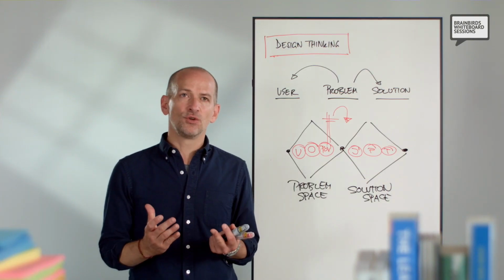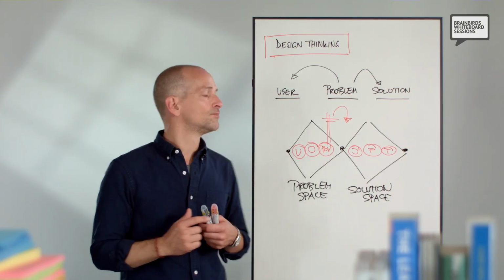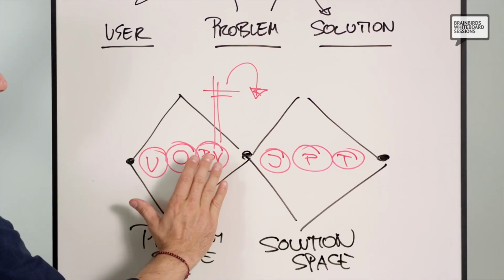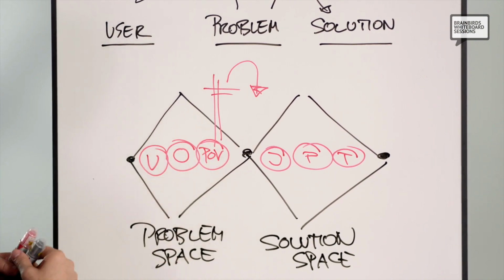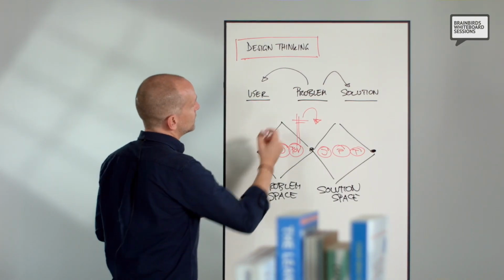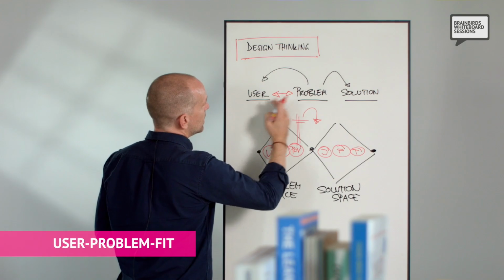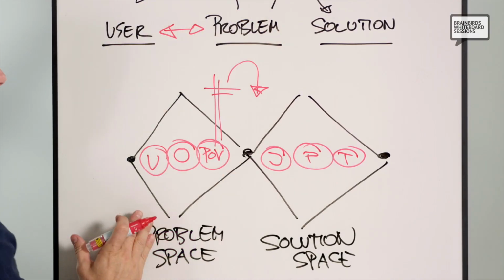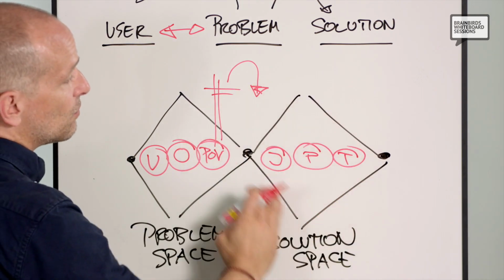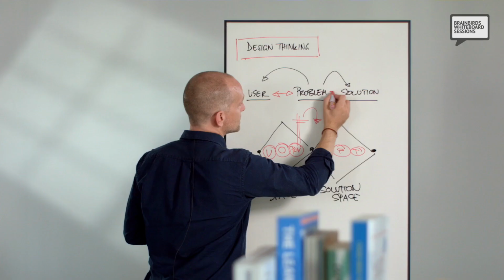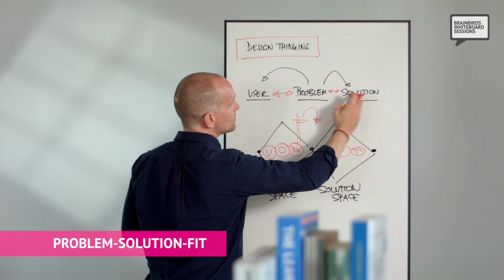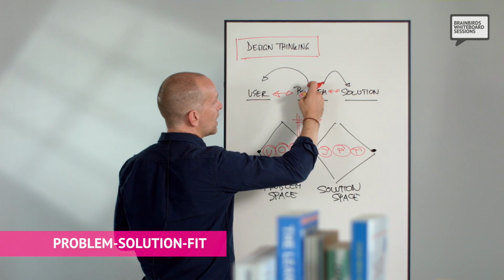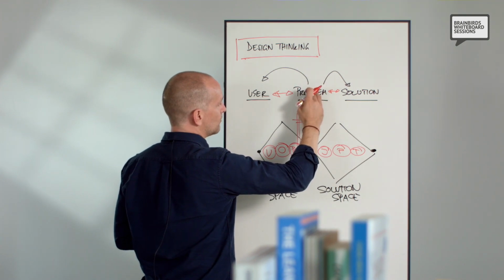And we can integrate the user in 2 phases. First of all, we do it here, identifying their problems and needs, finding out the so-called user problem fit. What kind of needs and problems does our user have? And second, we interact with the user in the so-called solution space, finding out the so-called problem-solution fit, finding out if our solution fulfills the requirement and can solve the problem.